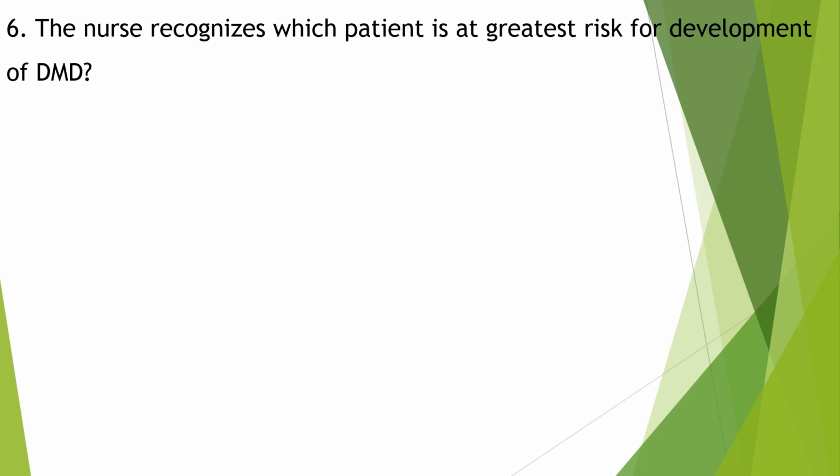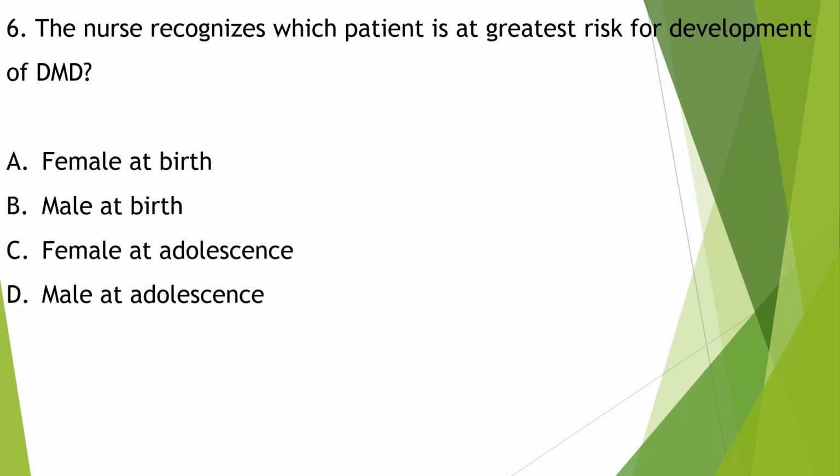The nurse recognizes which patient is at greatest risk for development of Duchenne muscular dystrophy. Female at birth, male at birth, female at adolescence, male at adolescence. So Duchenne muscular dystrophy is an inherited X-linked recessive trait. So it occurs in males at birth.